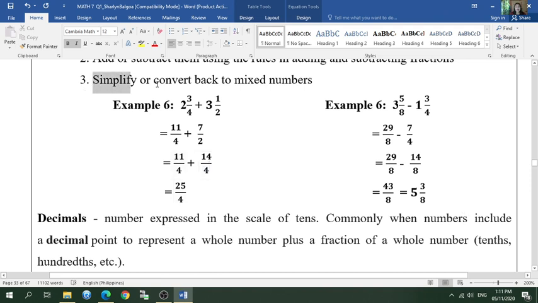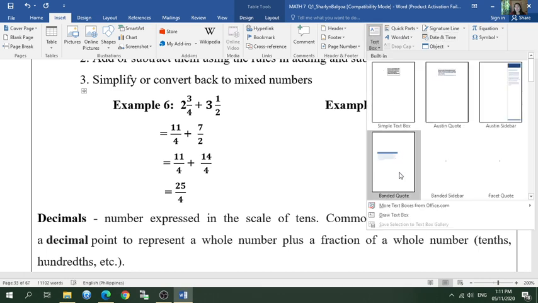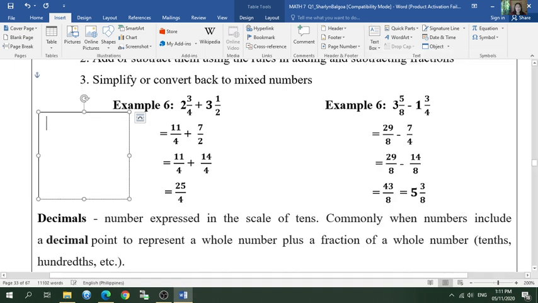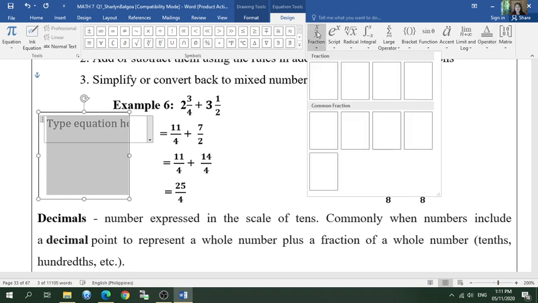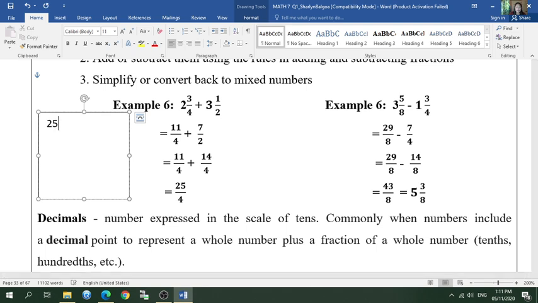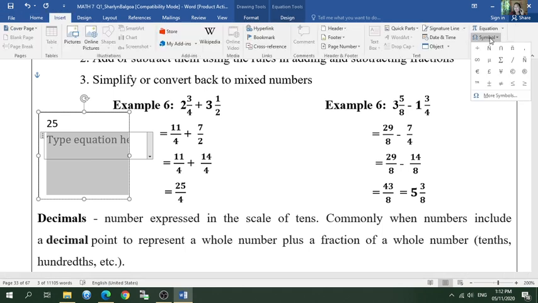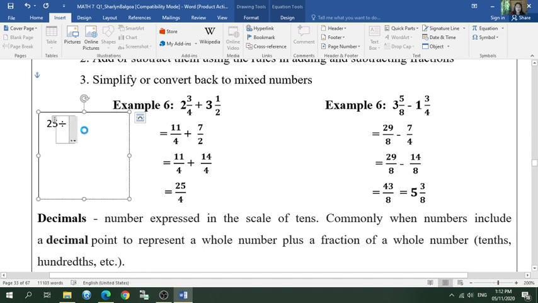Ano ang sabi niya? Simplify or convert back to mixed number. So ano nga ba ang mixed number ng 25 over 4? So ang pwede natin niyang magiging solution is you are going to divide the numerator by denominator. Okay? Numerator by denominator. Okay, example. Magdi-divide muna tayo. Okay, mag-insert na lang tayo ng symbol, yung symbol ng division. 25 divided by 4. Ano nga ba ang 25 divided by 4?